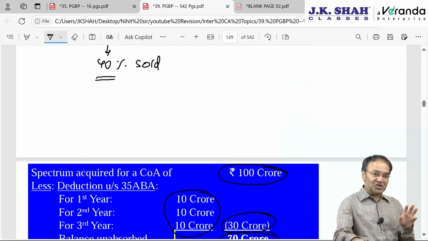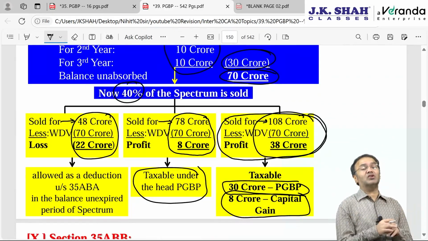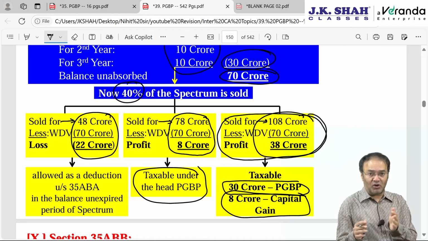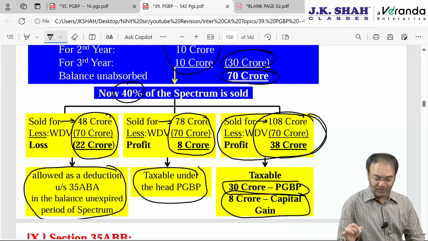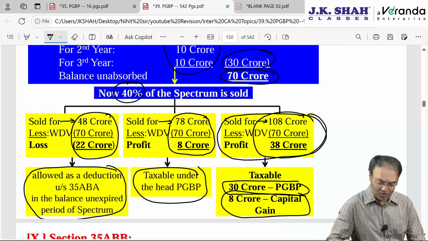When 40% of the license is sold, or part of the license is sold, this 22 crore loss will not be allowed in one go. It will be allowed in installments. The balance period of the license or balance period of spectrum, as the case may be, is allowed as a deduction in installments. Supposing 3 years are left, then 22 crore divided by 3 years: some part in the current year, some part in the next year, some part in the year after. If 4 years are left, then 22 crore divided by 4.